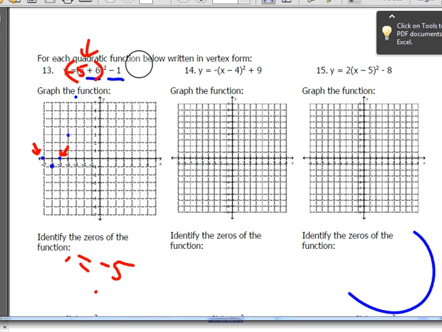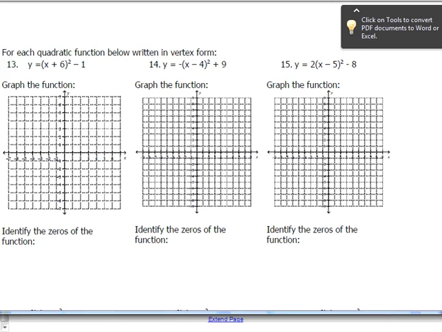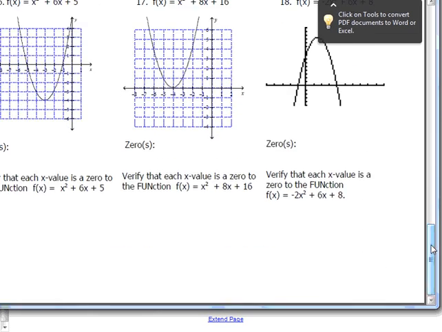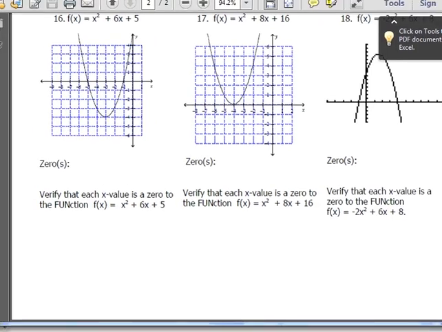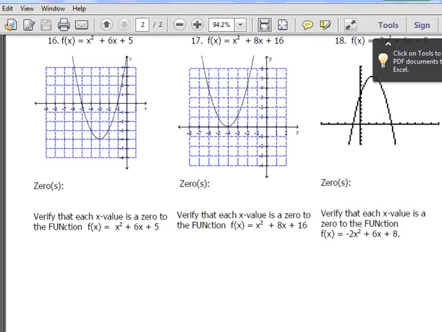All right, told you it was going to be gone soon. Now I'm going to go to the last one I want to show you, which is this kind. It says verify that each x value is a 0 of the function. All right, so here, I know that this should be the answer and this should be the answer. But I don't know if this is even the right graph for this. Maybe they graphed something else. So how do I tell if it's right?